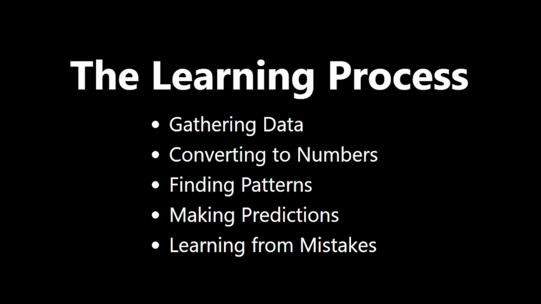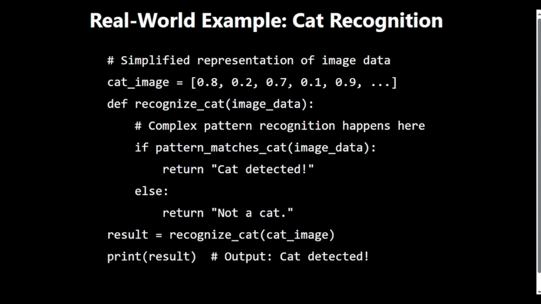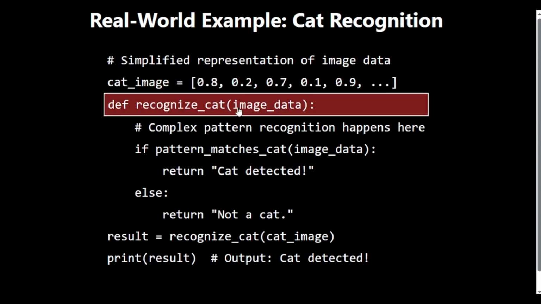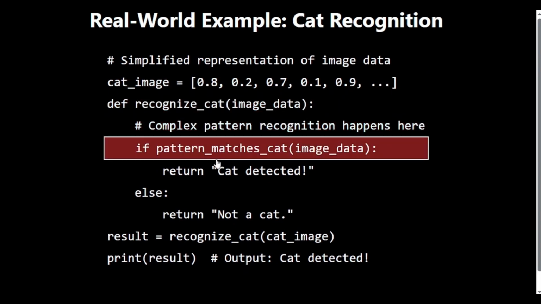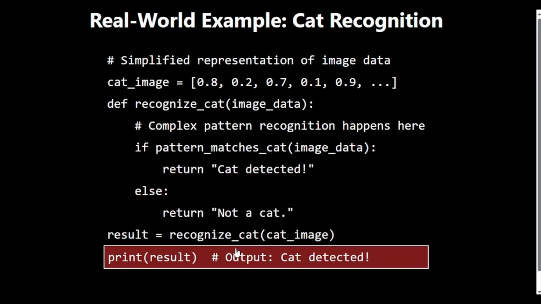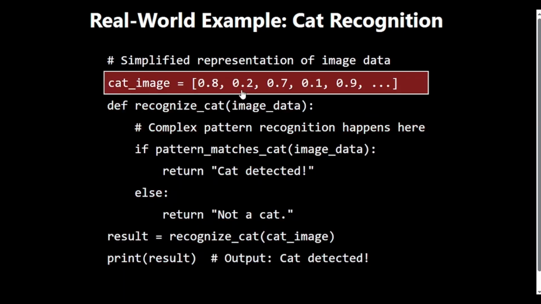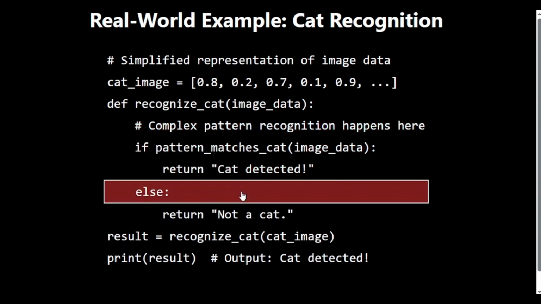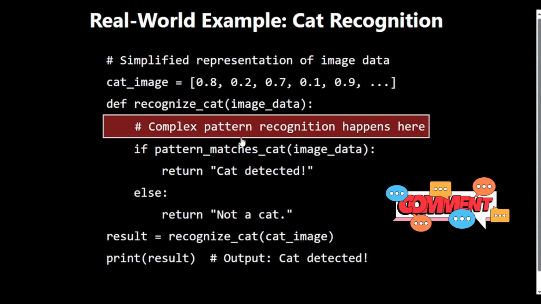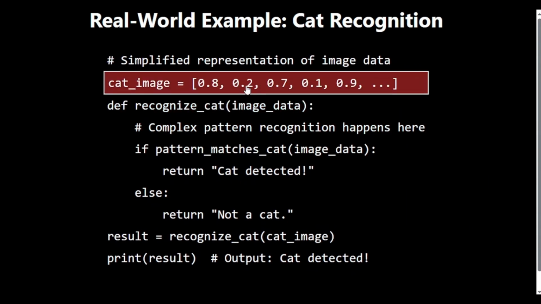Real-world example. Let's consider a real-world example, teaching a computer to recognize cats in photos. Instead of telling the computer exactly what a cat looks like, we show it thousands of pictures labeled as cat or not cat and let it figure out the pattern on its own. The computer then analyzes the numerical representations of these images, pixel values, color intensities, and learns to identify the patterns that consistently distinguish cat images from non-cat images.